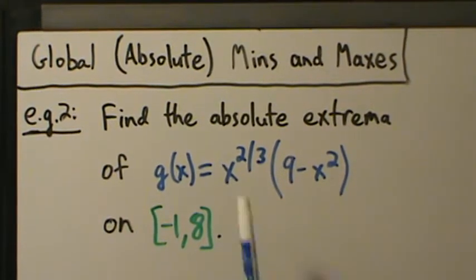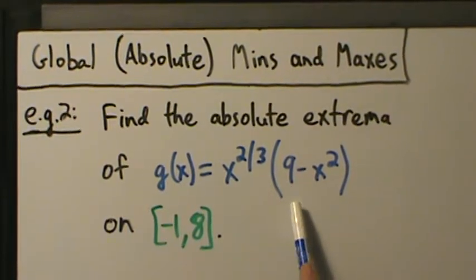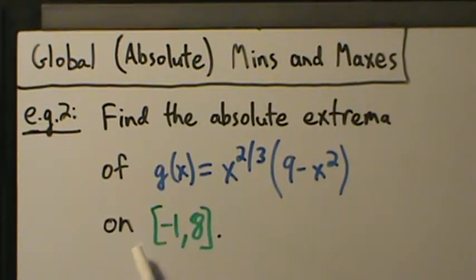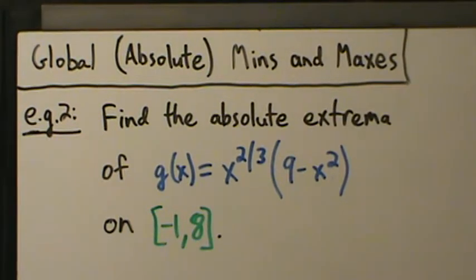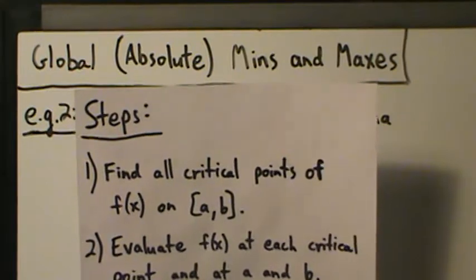So find the absolute extrema of g of x equals x to the 2/3 times the quantity 9 minus x squared on this closed bounded interval from -1 to 8. So, step 1, find all the critical points of the function on the interval.